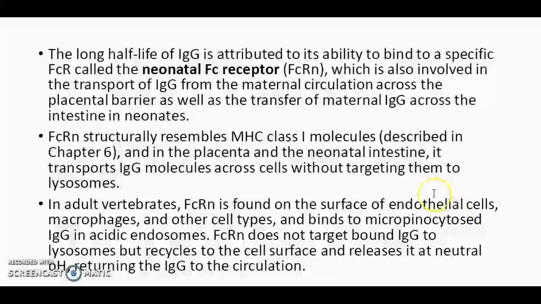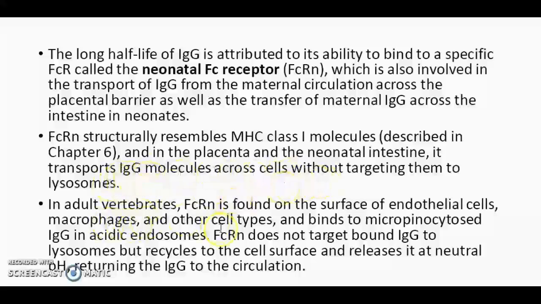The long half-life of IgG is attributed to its ability to bind the specific Fc receptor called the neonatal Fc receptor, FcRn, which is also involved in the transport of IgG from the maternal circulation across the placental barrier, as well as the transfer of maternal IgG across the intestine in neonate. Fc receptor N structurally resembles MHC type 1 or class 1 molecule described in chapter 6, and in the placenta and the neonatal intestine it transports IgG molecule across cell without targeting them to lysosome.